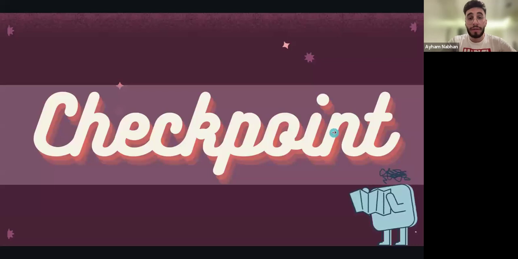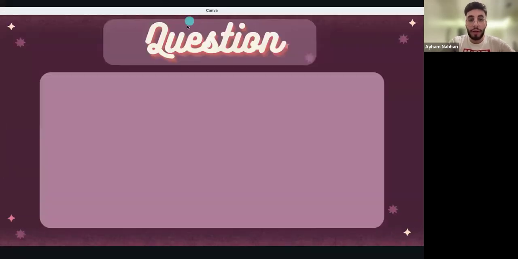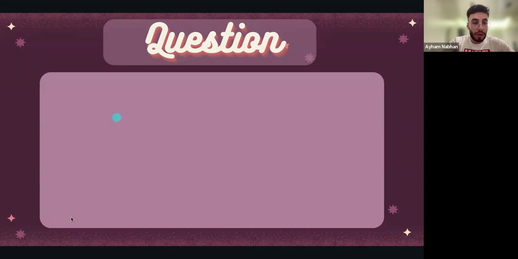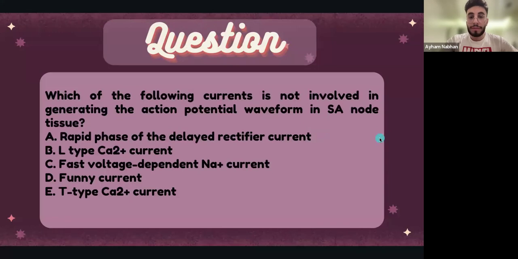Our last checkpoint. Do you have any questions, guys, about anything we explained? Anything? Okay, a question. Which of the following currents is not involved in generating the action potential wave in the SA node tissue? Let me see your answers, please. What do you think? Any other answers? C.